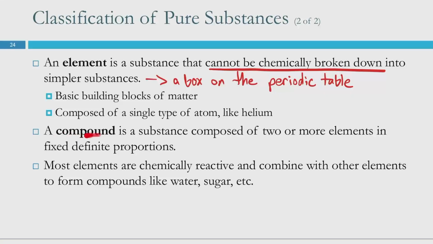A compound is what most things are. Most things are a compound. It's two or more elements, and they have fixed, meaning you're not changing them, definite proportions. So it's always a ratio of a certain number of one element to a certain number of another element.